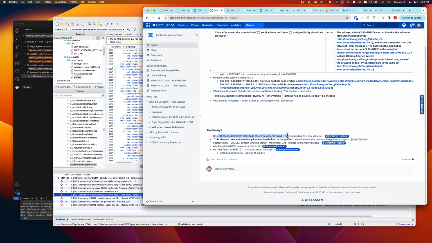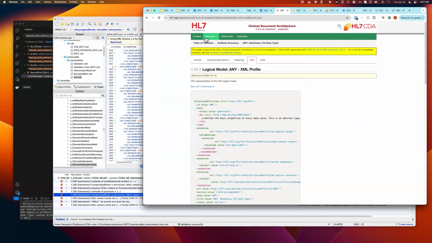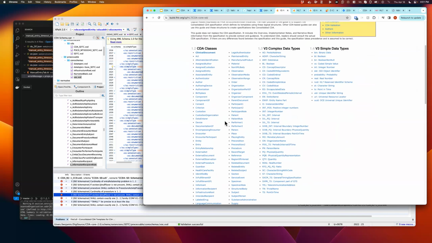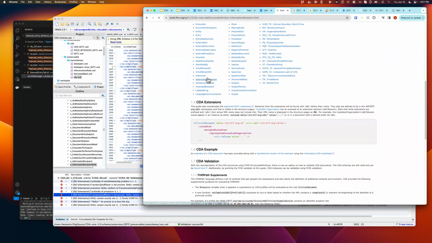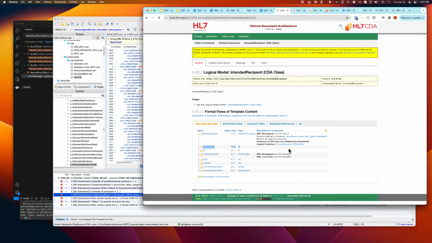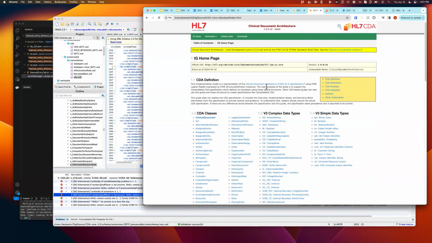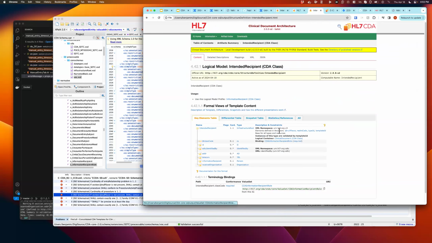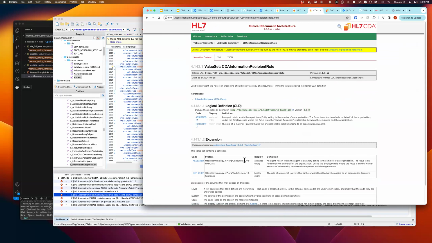But as far as the takeaways, we've got the intended recipient class code should be optional. We have already fixed that. If we go to current, intended recipient. Intended, not information. Intended, thank you. Class code is now optional, and whenever this one builds, this is my local version, I did add the value set too. So CDA information recipient role, which just has assigned and health chart. So that one's done.